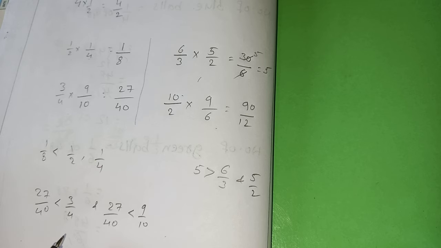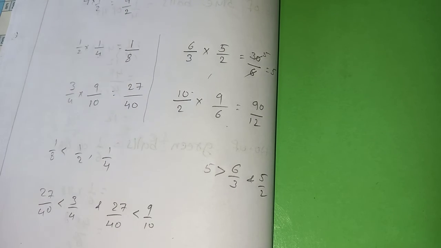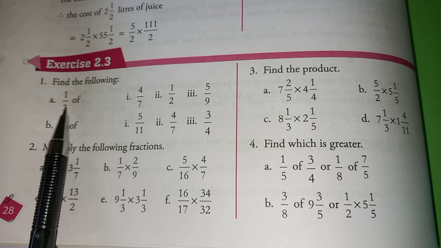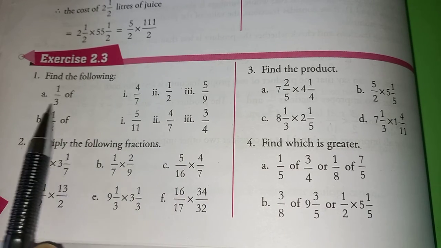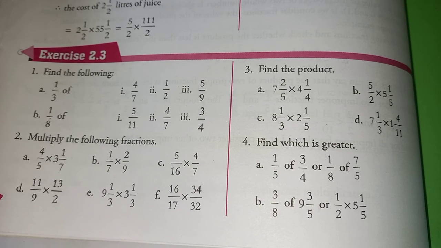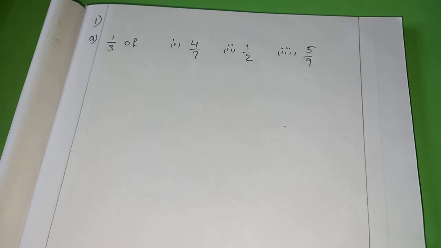Okay, exercise 2.3. Find the following: 1 by 3 of 4 by 7, 1 by 2, 5 by 9. I will tell A, you have to do B on your own. Please copy the complete question.